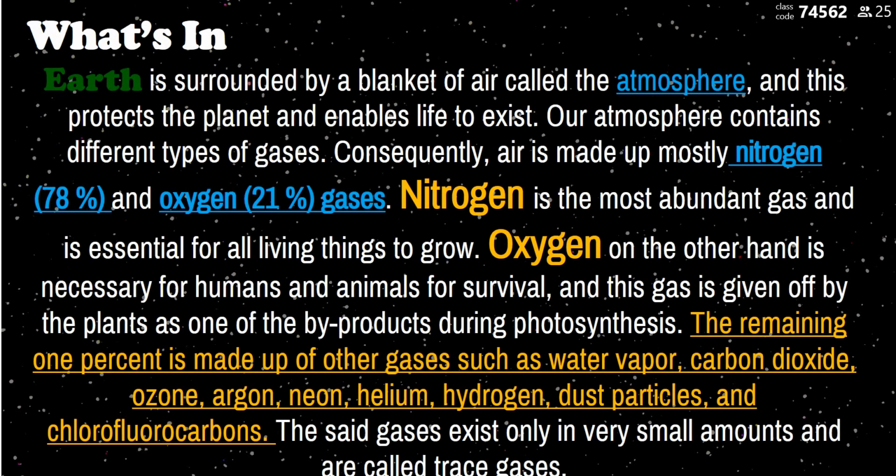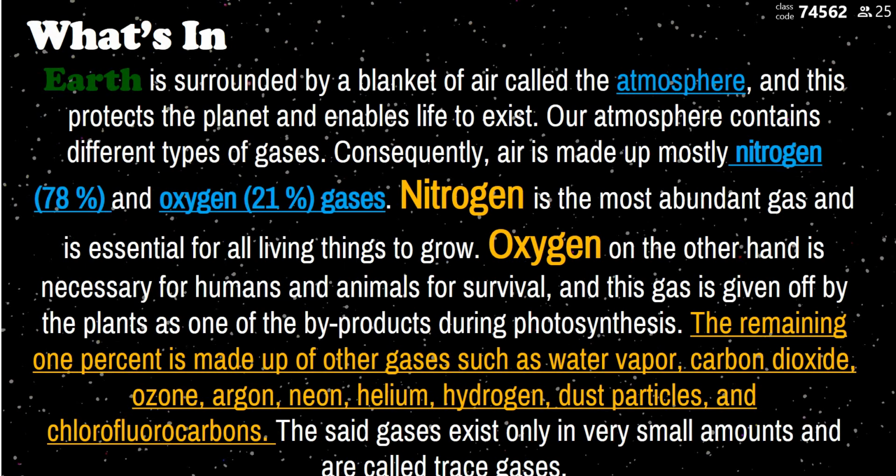What's in? Earth is surrounded by a blanket of air called atmosphere, and this protects the planet and enables life to exist. Our atmosphere contains different types of gases. Consequently, air is made up mostly of nitrogen with 78% and oxygen with 21% gases. Nitrogen is the most abundant gas and is essential for living things to grow.